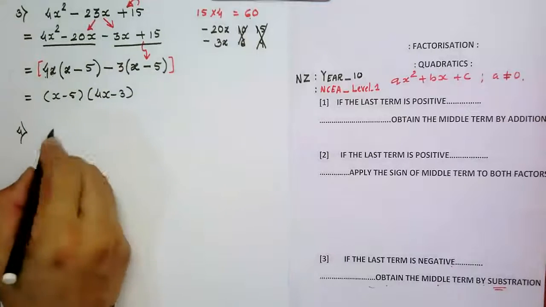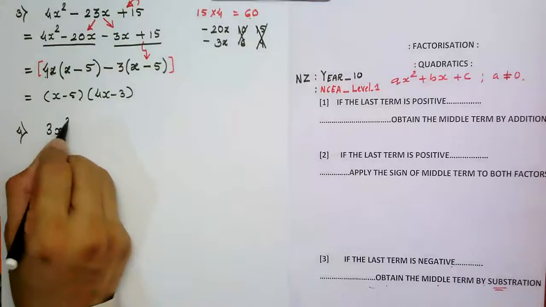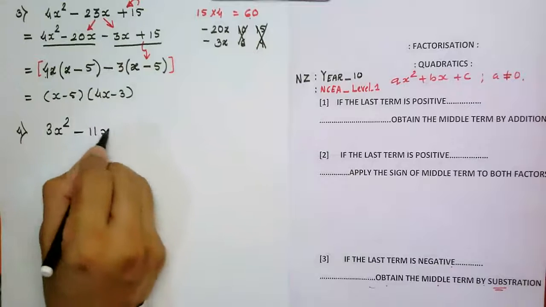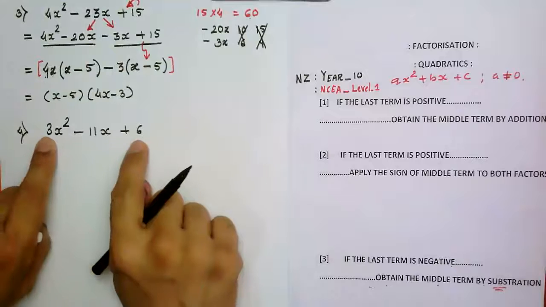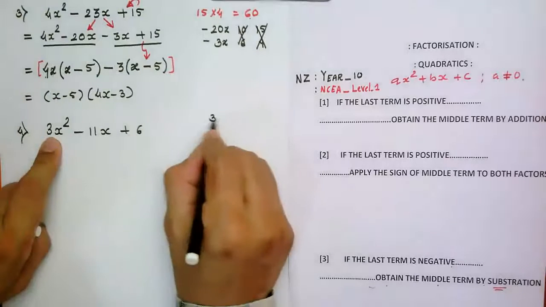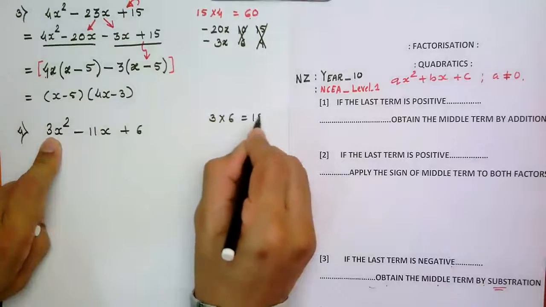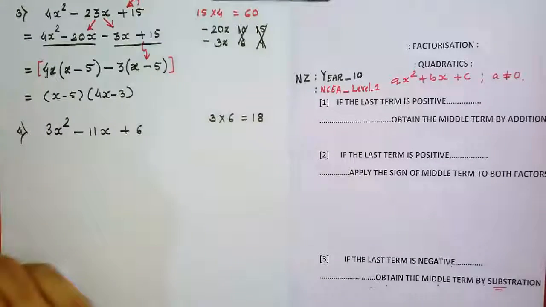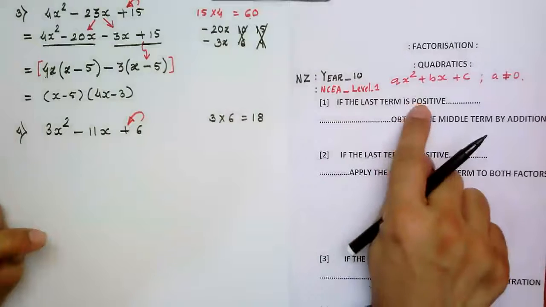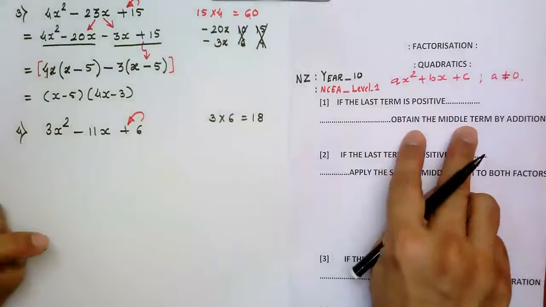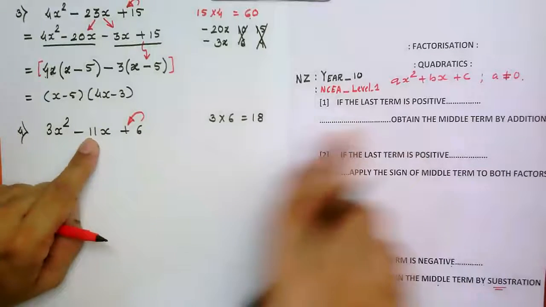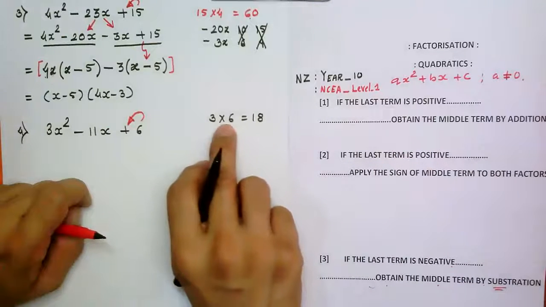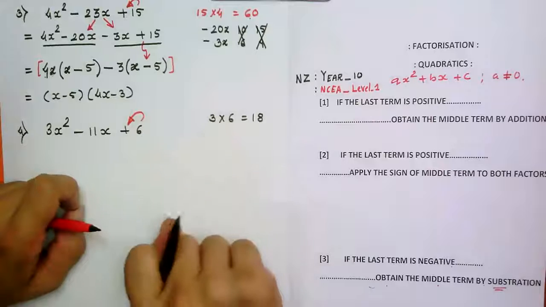Another example, that is 3x squared minus 11x plus 6. Product of these two, 3 times 6 is 18. And the last term is positive. If the last term is positive, obtain the middle term by addition. So I have to obtain this 11 by addition. Addition of these two is 9, not 11. So these are not my factors.